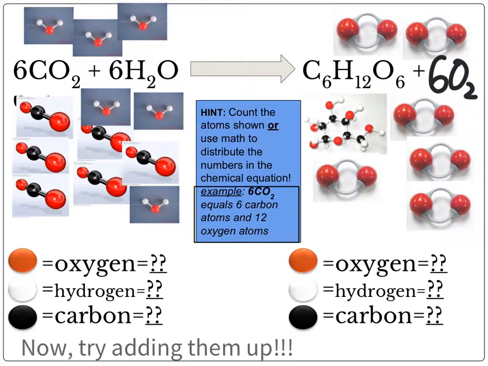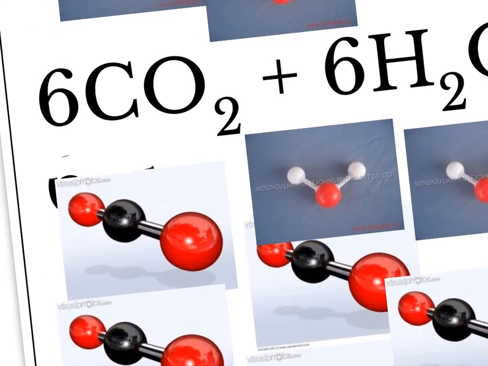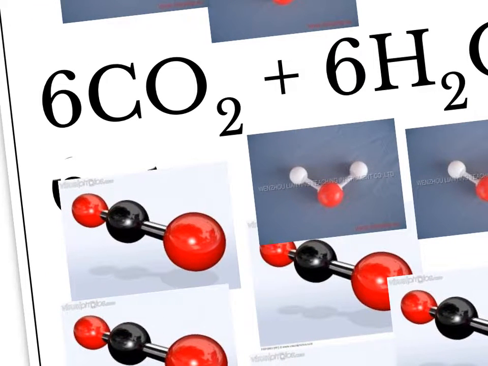So first of all, let's just look at this CO2 molecule and the 6 of them. So how many atoms are actually in there? Now I guess you could just count each of these and count how many black ones, which is the carbon, and how many red ones, which are the oxygen. But if you know a little something about math, which I know you guys have gone over, you can actually distribute this to figure out how many atoms are present.